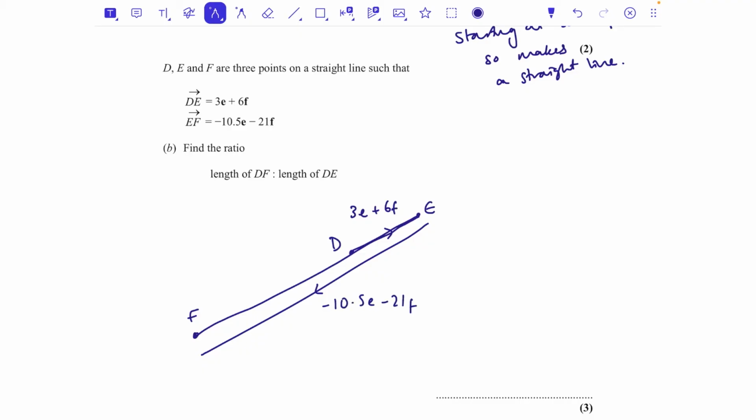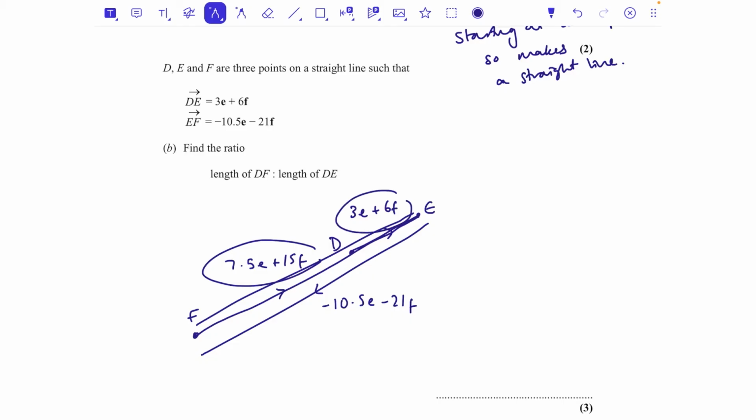In which case, let's look at the difference. So this bit here is 7.5E, if we're going in this direction, add 15F. So you can see that then going in this direction, it would be 10.5E add 21F, and going back again would be minus 10.5E minus 21F. And we're looking at the ratio of this bit to this bit.